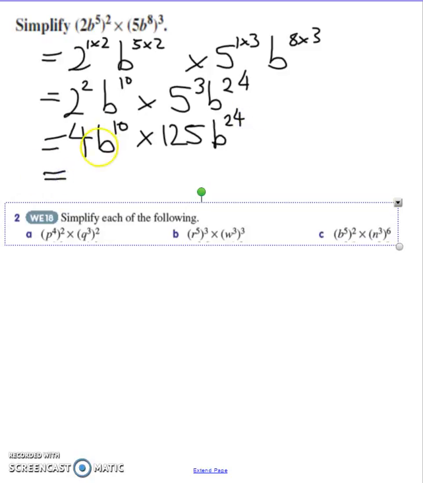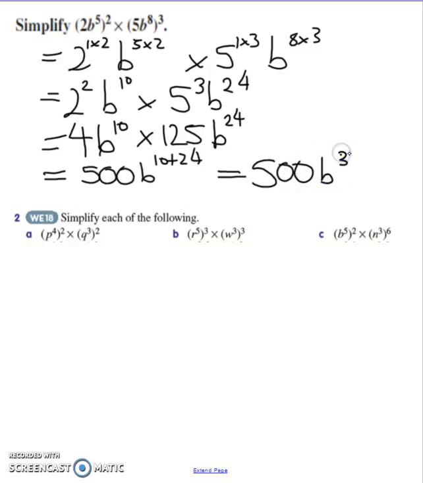Then, as we know already, we then multiply our numbers from when we did the previous section. So we multiply our numbers. 4 times 125 will give us 500. B to the power of 10 plus 24 gives you a final answer of 500 b to the power of 34. So it's quite a big answer, big number for that one. So they're the steps that you're going to need to follow to simplify from there to a final answer.